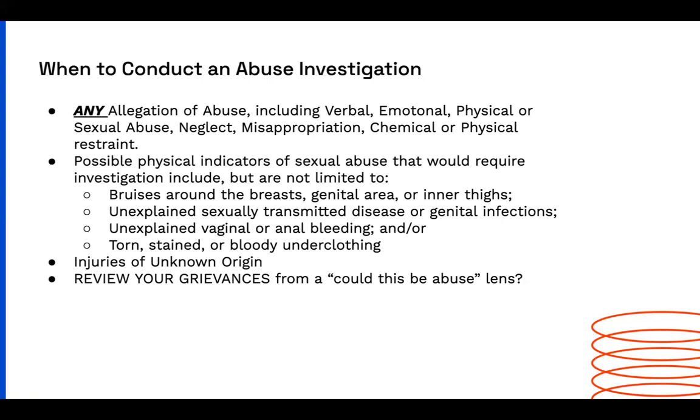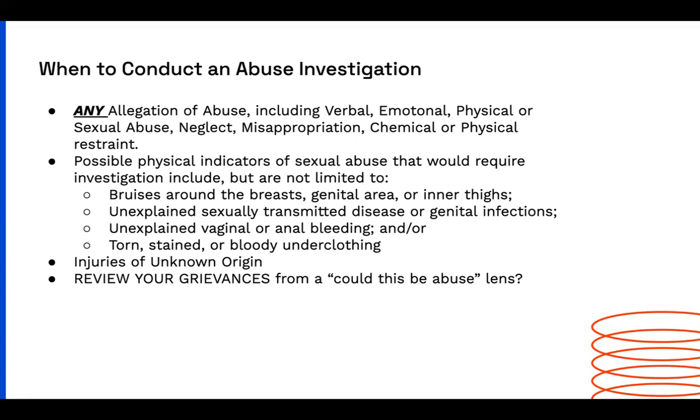Also, there are possible physical indicators of sexual abuse that would require investigation. That includes bruises around the breast, genital area, or inner thighs, unexplained sexually transmitted diseases or genital infections, unexplained vaginal or anal bleeding, and/or torn, stained, or bloody underclothing. Also, injuries of unknown origin require an investigation.